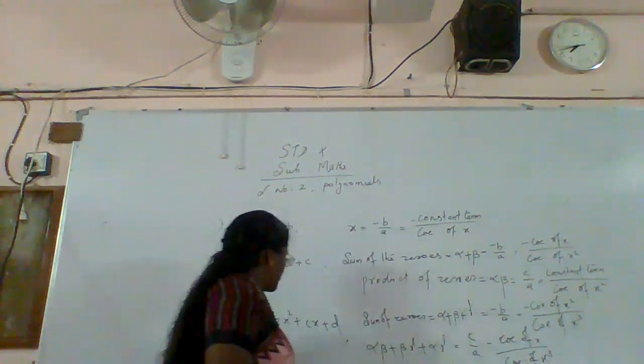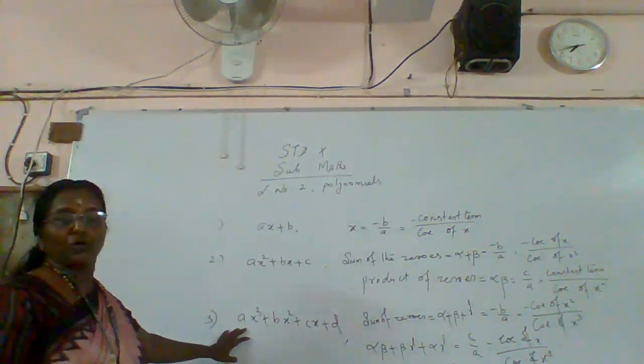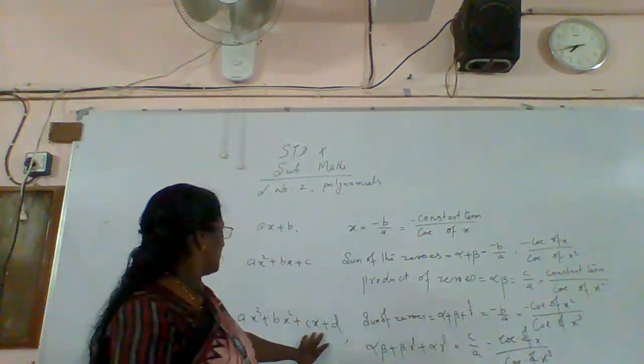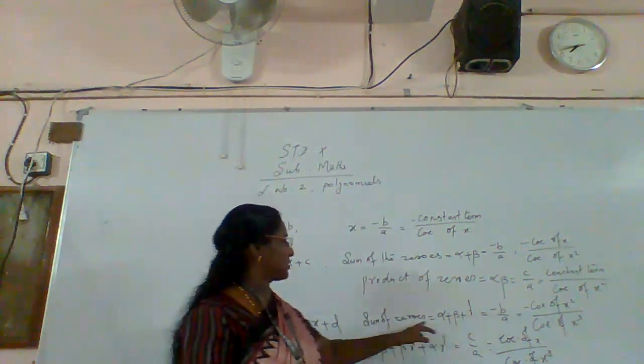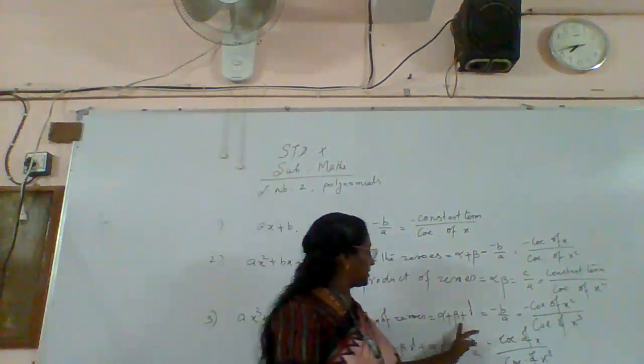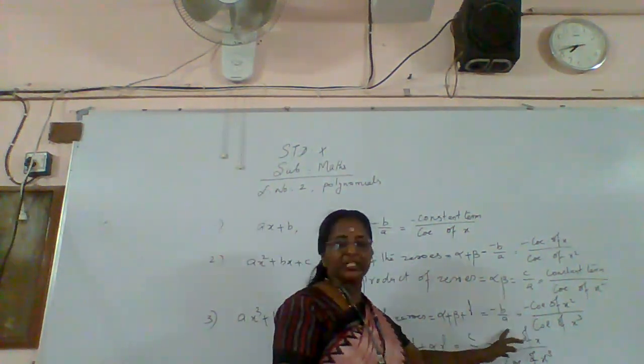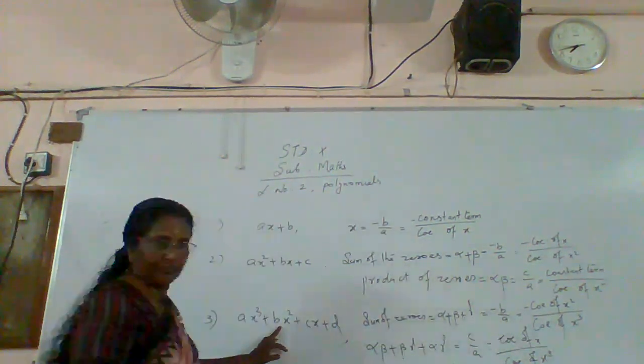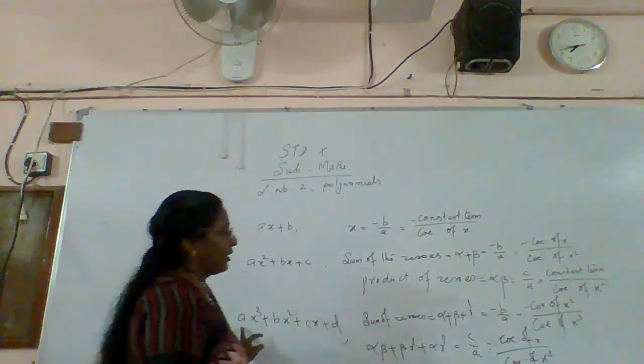And the next one, the last, is the third degree polynomial. It is not given in the textbook, but you also want to learn it. So ax cube plus bx square plus cx plus d. Sum of the zeros, alpha plus beta plus gamma, is as usual minus b by a. What is b here? Coefficient of x square, and a means coefficient of x cube.